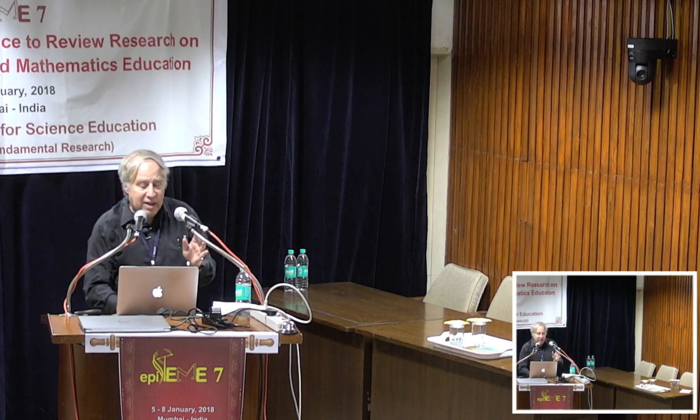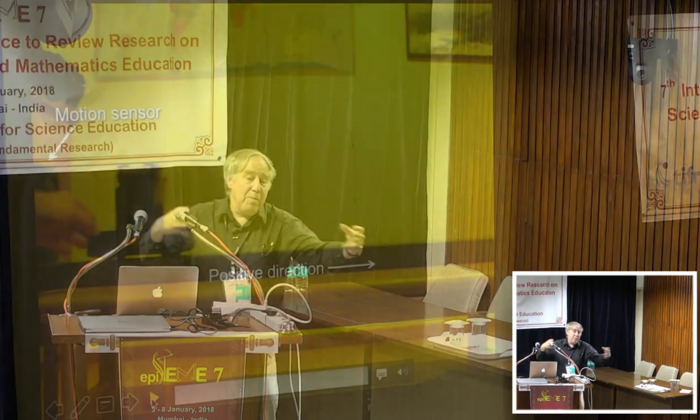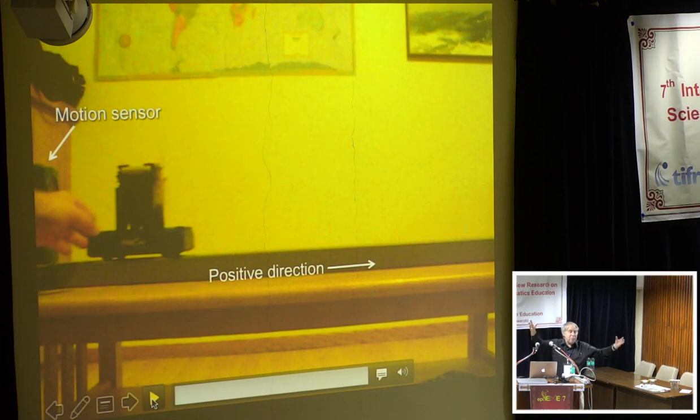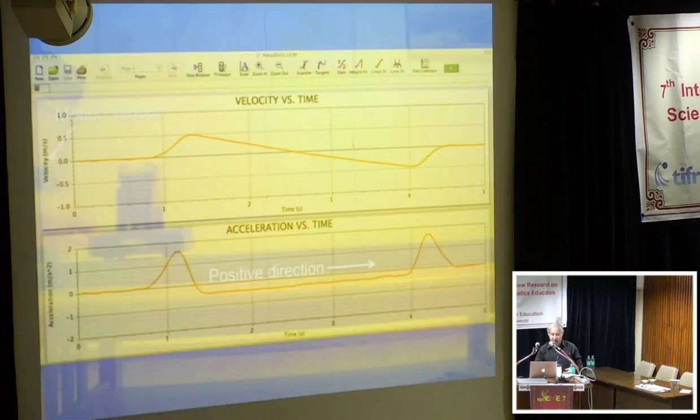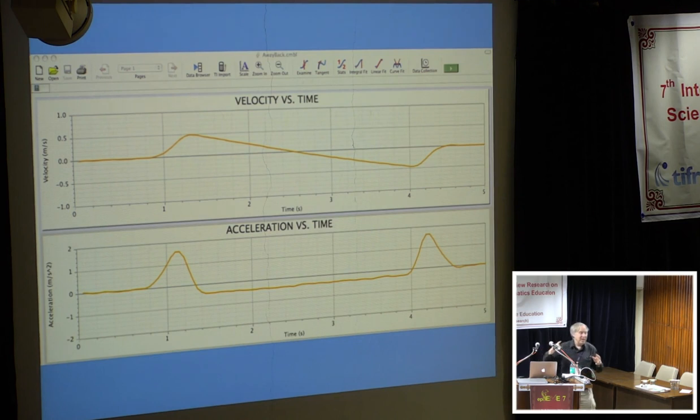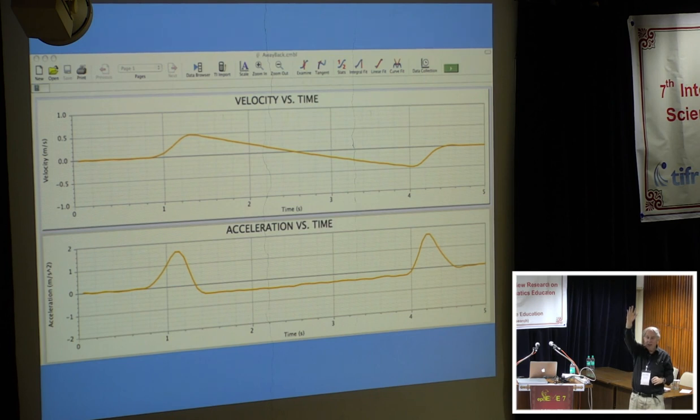So if you were my class, I would now actually do the demonstration, and with the motion detector, the graph would plot out as the thing was moving. So there it is. Imagine that we did it again, and there's the graph. Those are the real graphs. Can somebody tell me, how do those graphs represent what the cart did? Do I have a volunteer? Yes, please.